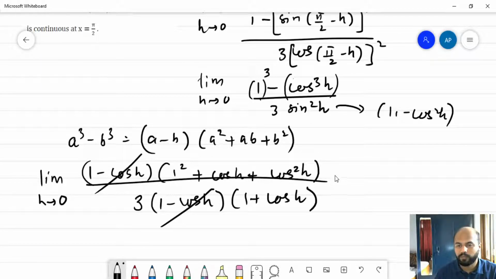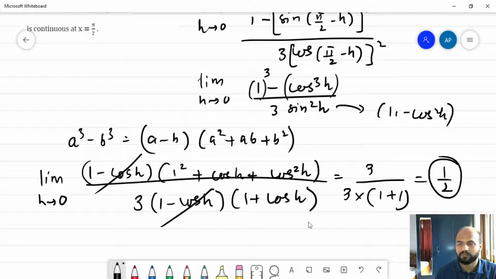Now we don't have any problem, because if we substitute h as 0 over here, what we'll get is 3 on top. Here there is 3, and here there is 1 plus 1, that is 2. So overall what we get is half. So the value of this limit as h tends to 0 is half. That's the value of the left hand limit. Now what is given to us is that the value of the function at that point is a. That means a is half. That is one conclusion that I can make.